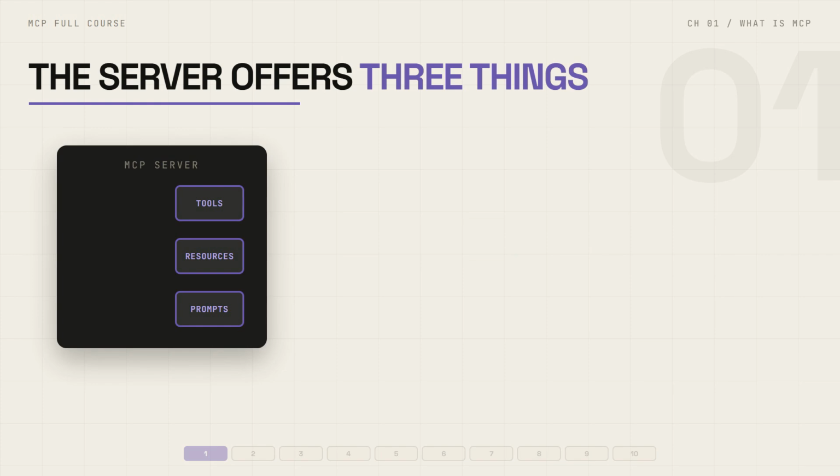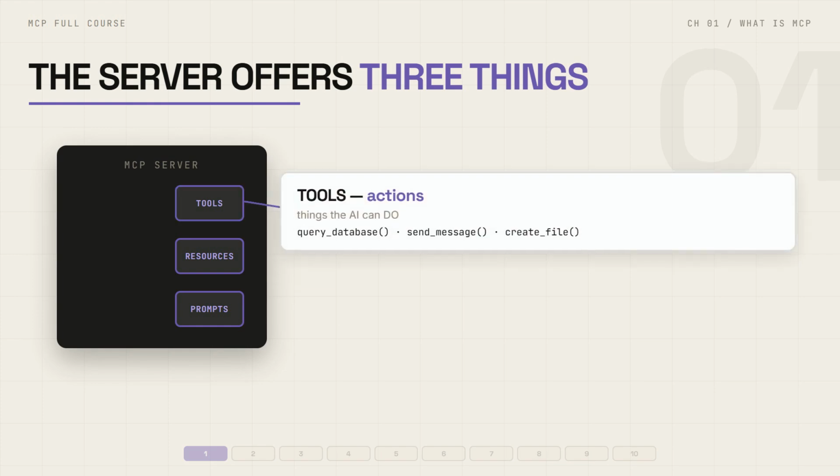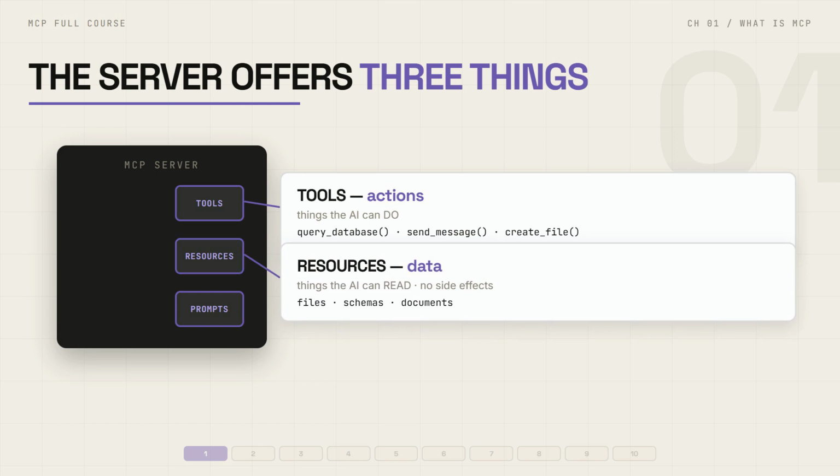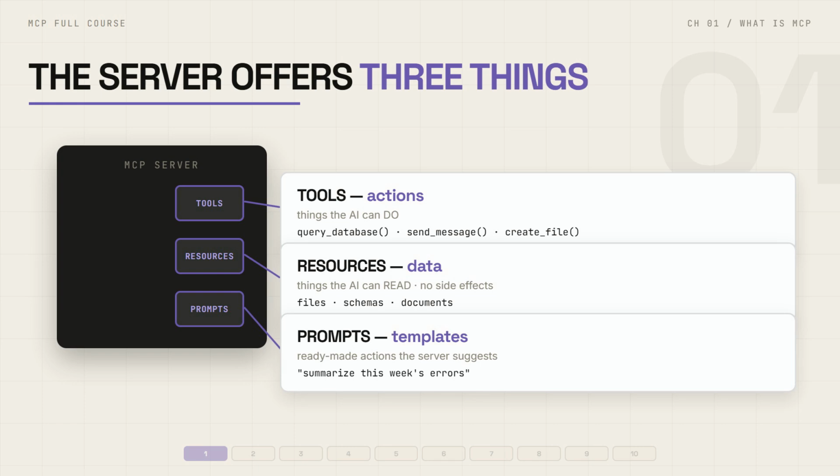It offers 3 things: tools, actions the AI can take, like query this database, send this message, create this file. Resources, data the AI can read, files, schemas, documents, read only, no side effects. And prompts, ready-made templates the server offers, like summarize this week's errors.